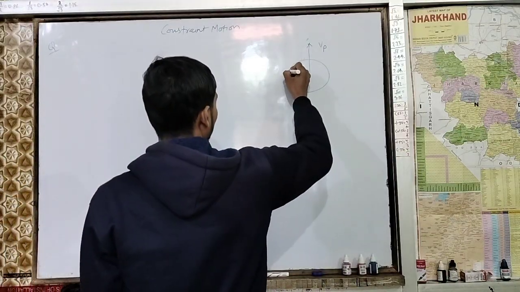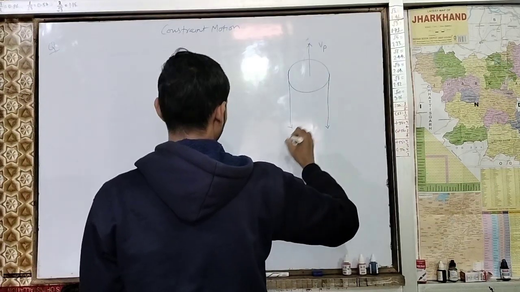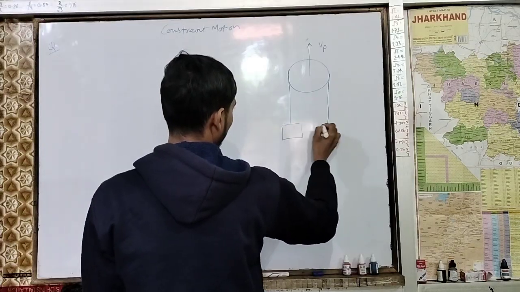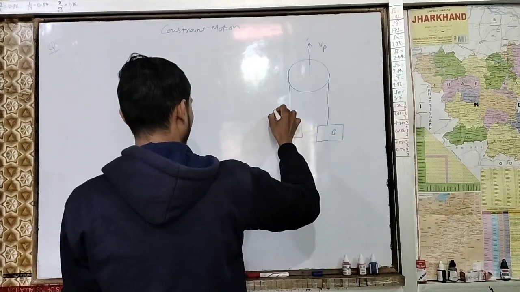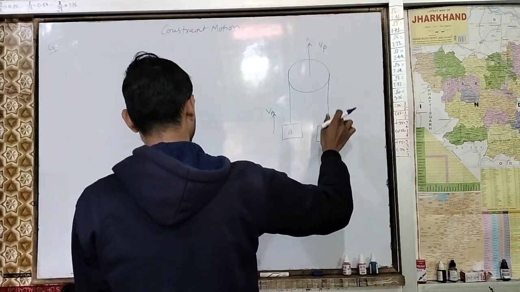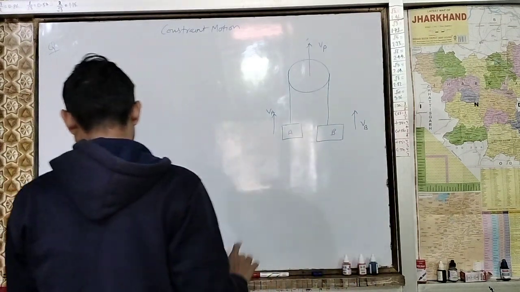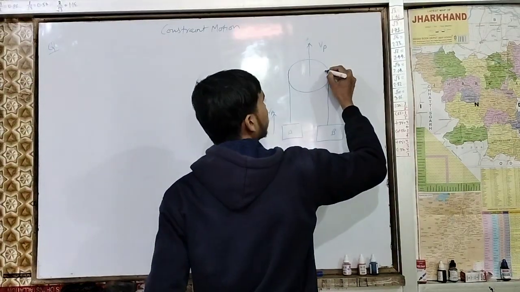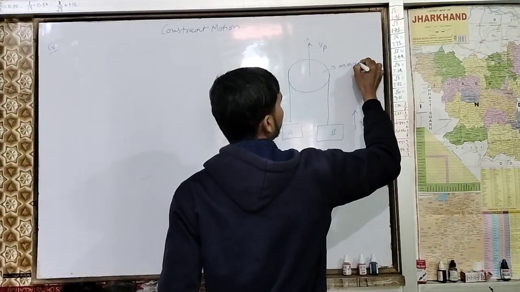There are two blocks attached with a pulley, like this. A block and B block. The velocity of A block is upward, which is VA, and the velocity of B block is also upward, which is VB. Okay, this is our complete figure. Remember, over here this pulley is movable. Moving pulley.